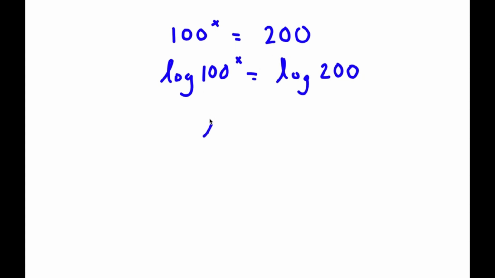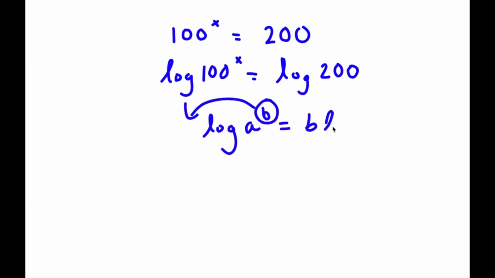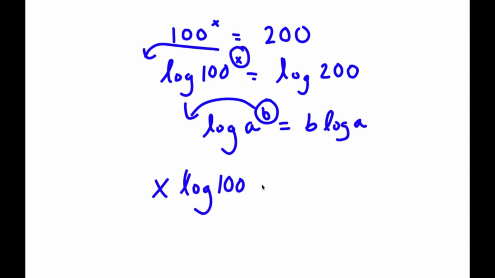Now if I have something in the form log a to the power of b, I can move my exponent b to the front. So this is going to equal b times log a. So for log 100 to the power of x, I can move x to the front. So now I have x times log 100 is equal to log 200.